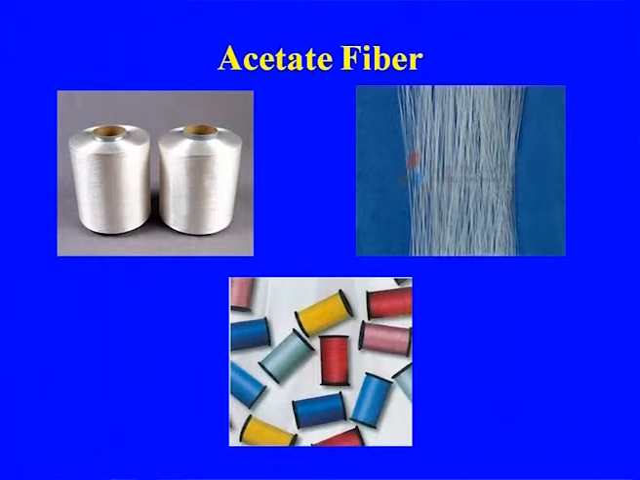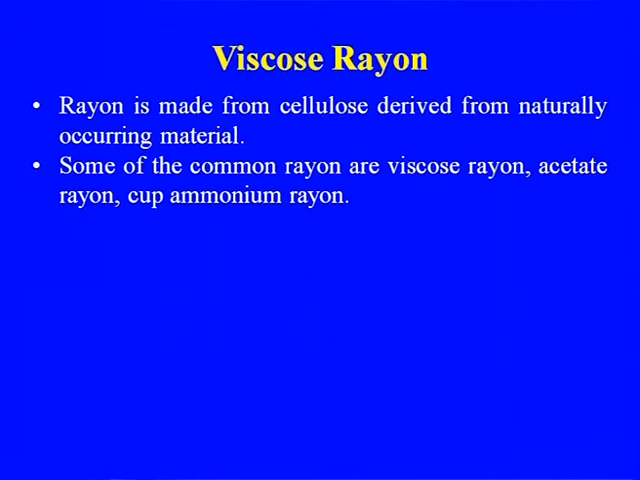This is also the acetate fiber, which has a silk-like appearance. So rayon is made from cellulose derived from naturally occurring material, especially wood; we are using wood pulp in rayon making. Some of the common rayons are viscose rayon, acetate rayon and Cuprammonium rayon.